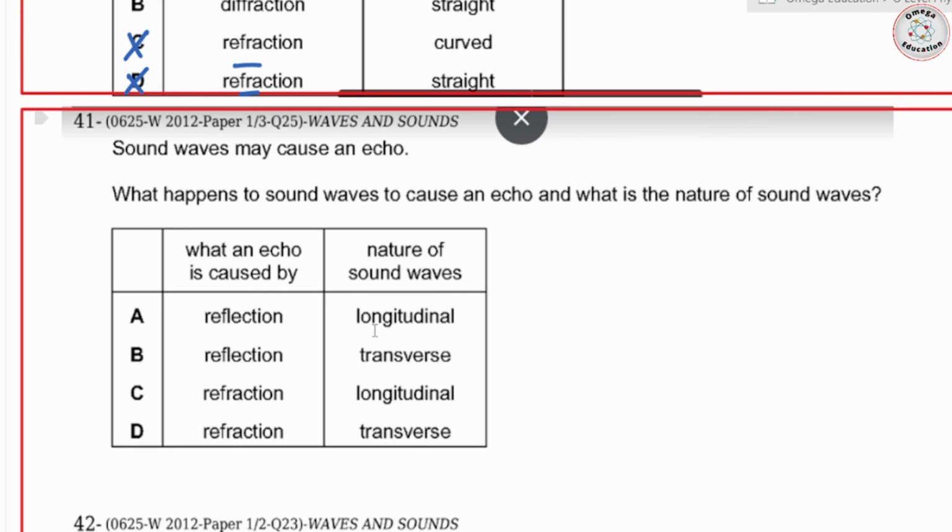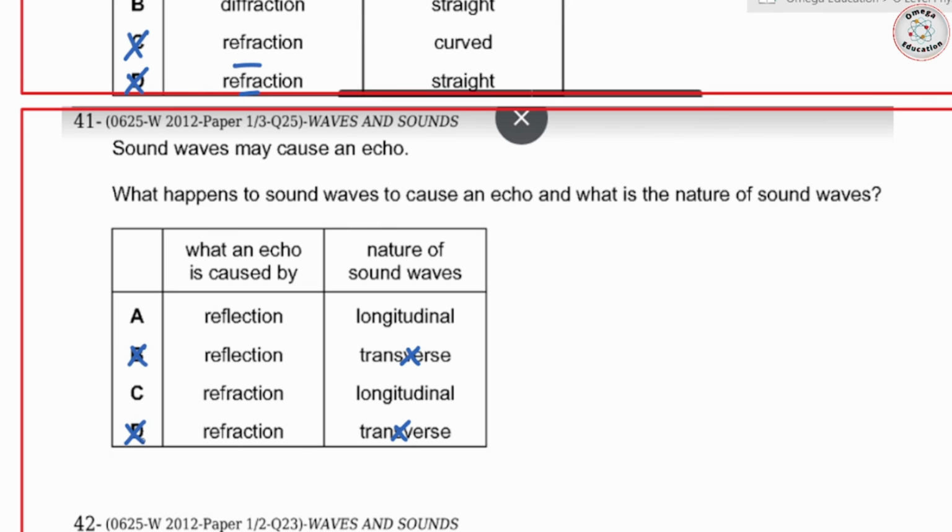Here we have the next one. Sound waves may cause an echo. What happens to the sound waves to cause an echo, and what is the nature of the sound wave? So we can deal with this one first. What is the nature of the sound waves? Sound waves are longitudinal. They propagate by compression and rarefaction. These are not transverse, so we can discard these options B and D.